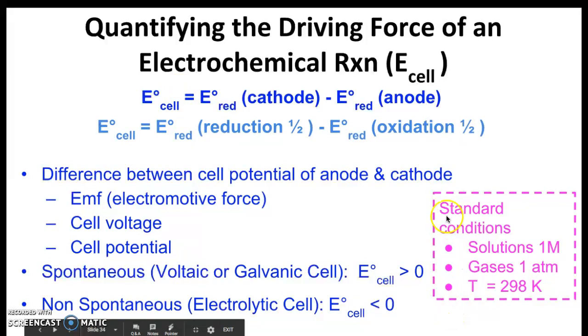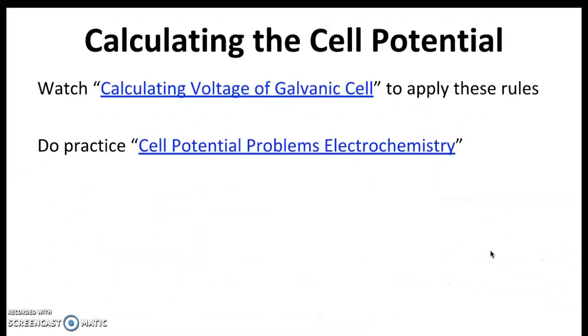Last and final note, these values are all standard, occurring under standard conditions, which means the solution is at 1 molar, gases are at 1 atmosphere, and the temperature is 298 K. All right, so the best thing to do is to just see a bunch of practice problems on calculating the cell potential. You're going to watch this video which shows you how to calculate voltage of a galvanic cell, and then there are some practice problems that you can do here.